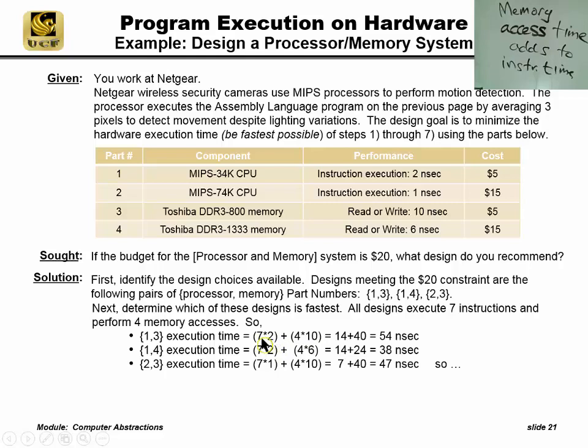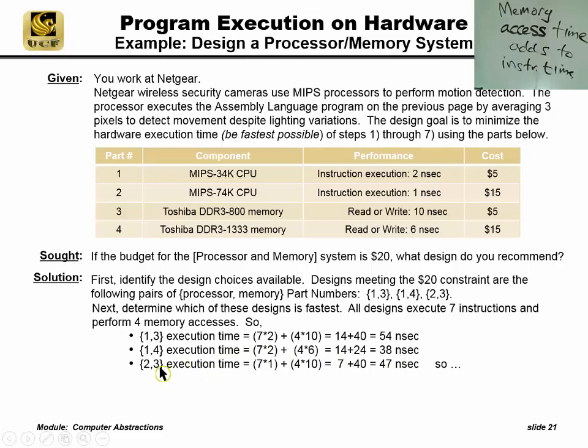So this is 7 instructions at 2 nanoseconds each, and here's 4 memory operations with part number 3 taking 10 nanoseconds each. So that's 40 plus 14 is 54. Well, if I go with the inexpensive processor and inexpensive memory, it's going to take 54 nanoseconds to average those 3 pixels. What's the next choice? Next choice within budget would be the slow processor and fast memory. So this execution time is the same, but memory is faster. So we have 4 memory operations, 6 nanoseconds each. That's 24 plus 14 is 38 nanoseconds.